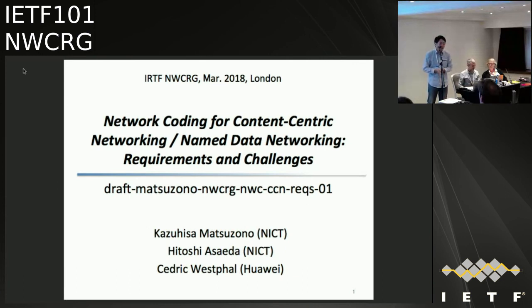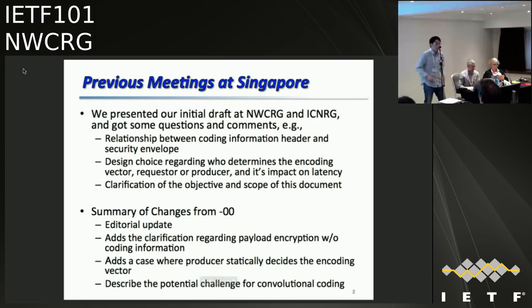Hello, I'm Kazuhisa Matsuno from IETF. So now I'd like to talk about the current status of this document titled Network Coding for CCN and NDN. So at the previous meeting at the Network Coding Research Group and ICN Research Group, we introduced our initial draft regarding its background and the content. So then we got some questions and comments regarding a relationship between the coding information header and the security envelope, and comment about the design choice regarding who determines the encoding vector to generate the coding packet and its impact on latency, and the comments about the clarification of the objective and the scope of this document.